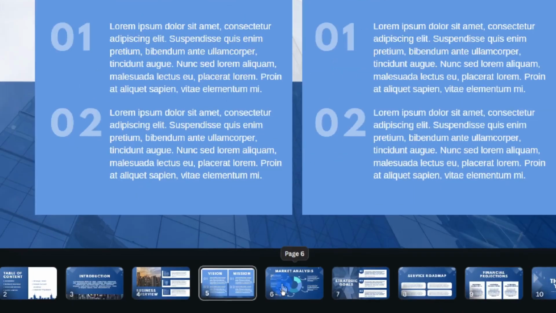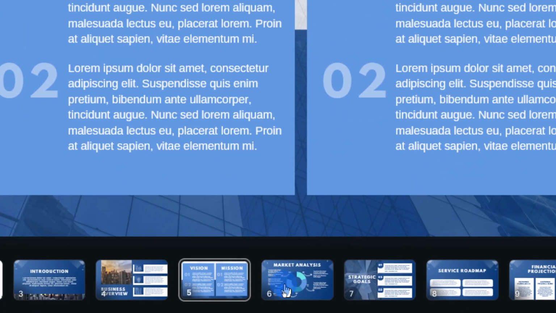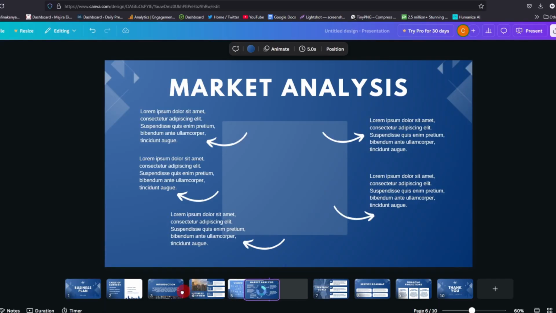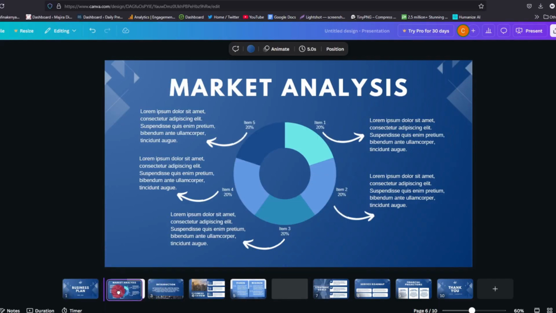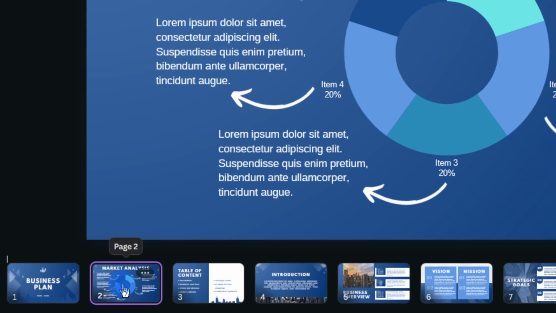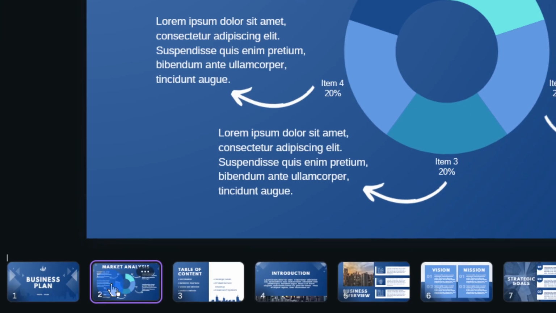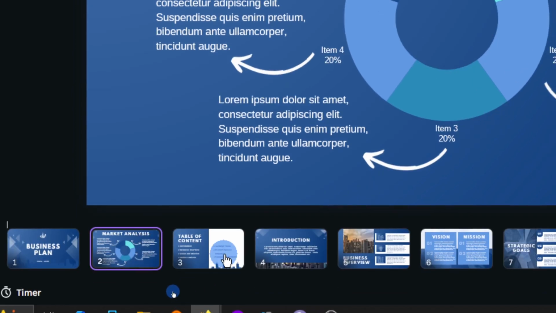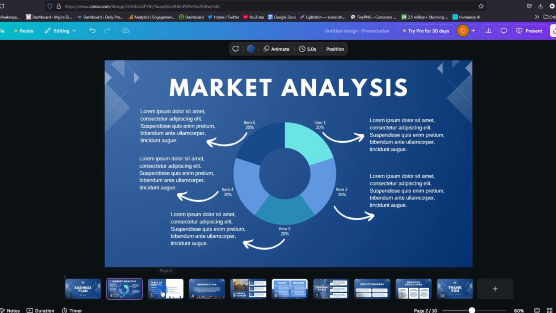Now, all I need to do to change this number 6 slide to number 2 is to long press on it, and then move to the place where I want it to be, and then I'll leave it at that. Now, as you can see, it has taken the place of number 2, but the slide that was number 2 has taken the place of number 3. So if you are comfortable with the changes, you can leave it at that.